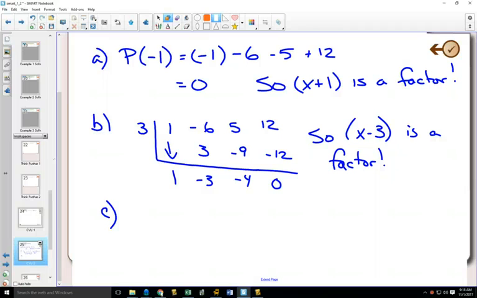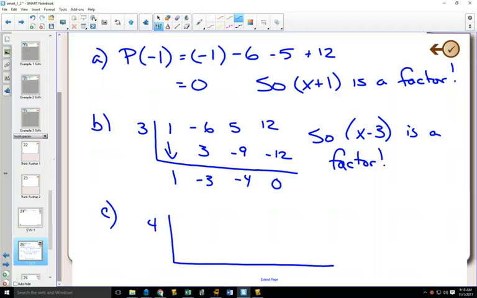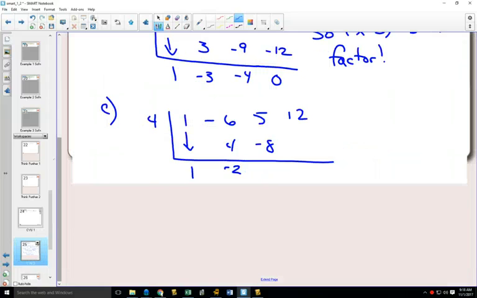Okay, for C. So now we're going to divide by x minus 4. So again, that's a bigger number. I'll probably choose synthetic division. 1, negative 6, 5, 12. Bring down the 1. 4, add. Negative 8. Add. Negative 12. We found another factor.